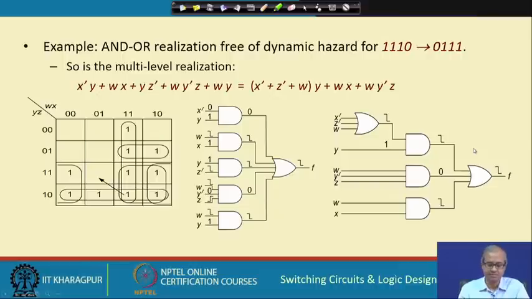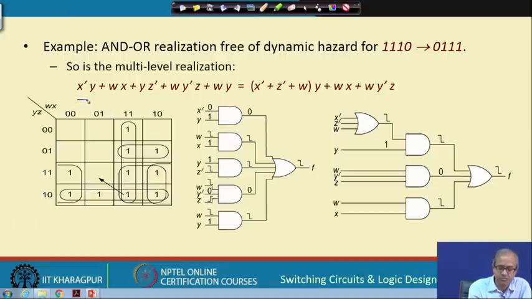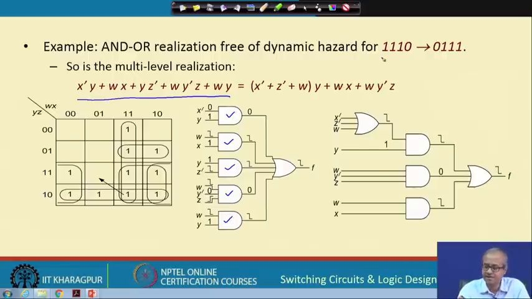Let us take an example. Suppose I have a function which was implemented in sum of products form like this. There are 5 product terms and these are the 5 AND gates, they are implementing the product terms. And this implementation is free from the dynamic hazard 1110 to 0111. This is the same example I took earlier. So, in the output there will be a clean transition.